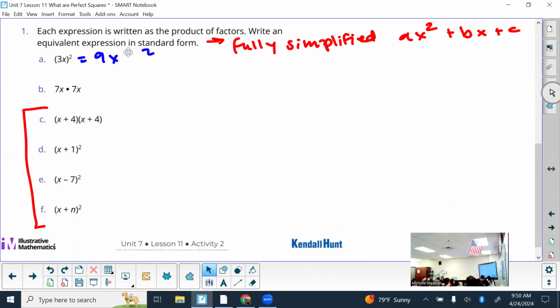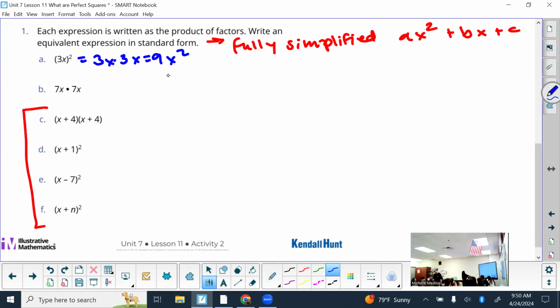Exponents tell you to multiply the base by itself. The base right now is 3x, so it's like doing 3x times 3x. Multiply the coefficients like normal, and apply the product rule on your variables. Adriana, what's 7x times 7x? Compare that to the first one and maybe adjust your answer a little bit. We're missing something. What's x times x?